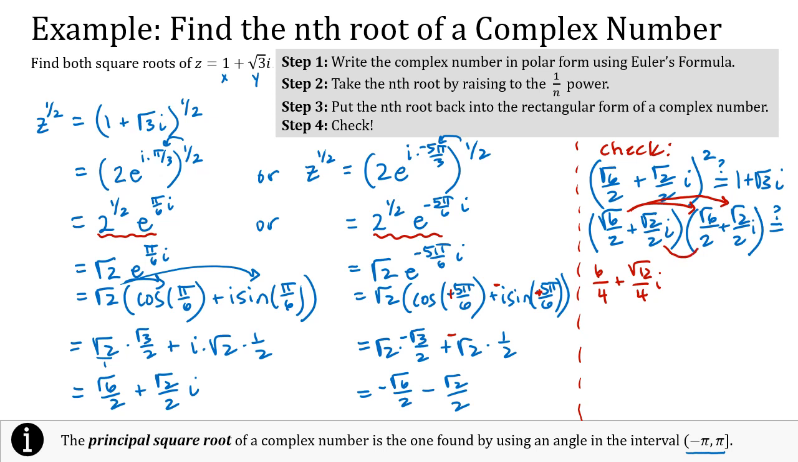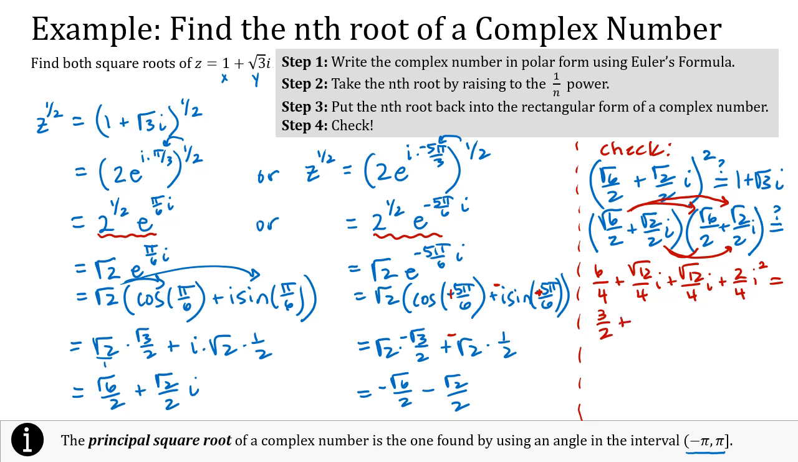Now I'm going to do the inner terms. So plus square root of 12 over 4i. And now I'm going to do the last terms, and I'm going to get plus, let's see, square root of 2 times square root of 2 is 2 over 4, and then I times I, which is I squared. All right, so hopefully I've got some things that are going to reduce here. 6 over 4 is going to reduce to 3/2.